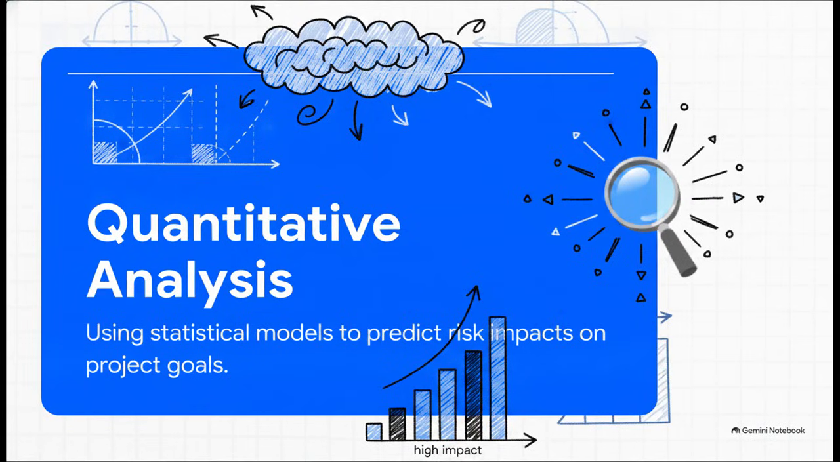When the stakes are exceptionally high, we pull out the heavy hitters, advanced quantitative analysis tools to mathematically model the combined effects of risks on our overall project goals. For example, a Monte Carlo analysis runs literally thousands of simulations to give you a probability distribution of your project finishing on time. Or you might use sensitivity analysis, which is often displayed as a tornado diagram. That ranks your risks so you can immediately see which specific activities or variables have the biggest potential to throw your schedule or budget completely off track.